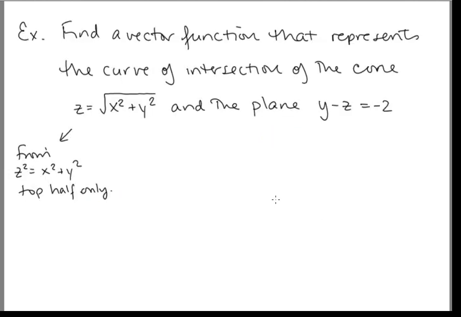Now let's take a look at this example. Find a vector function that represents the curve of intersection of the cone z equals radical x squared plus y squared and the plane y minus z equals -2. First thing I want to mention is that when we were talking about our quadric surfaces, we had cones in the form z squared equals x squared plus y squared. I just want to point out that with this equation, we're talking about just the top part of the cone. And so let's take a look at what the intersection of this curve and this plane look like.